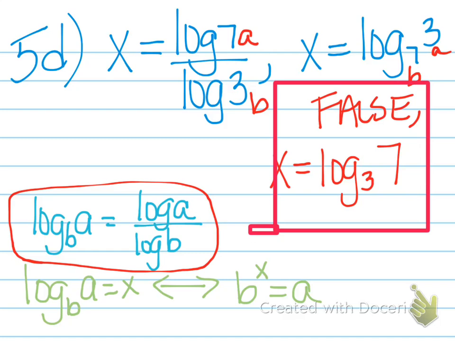False, x equals log base 3 of 7 instead of log base 7 of 3.